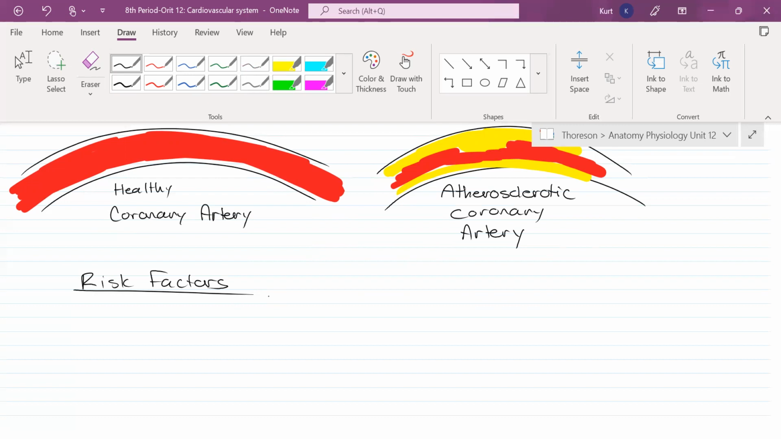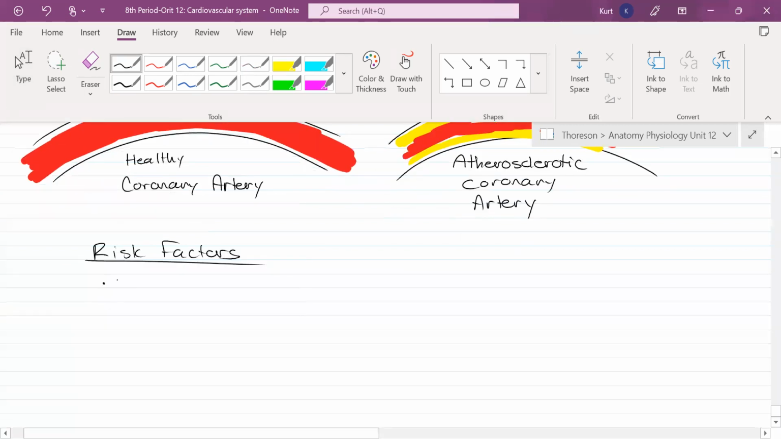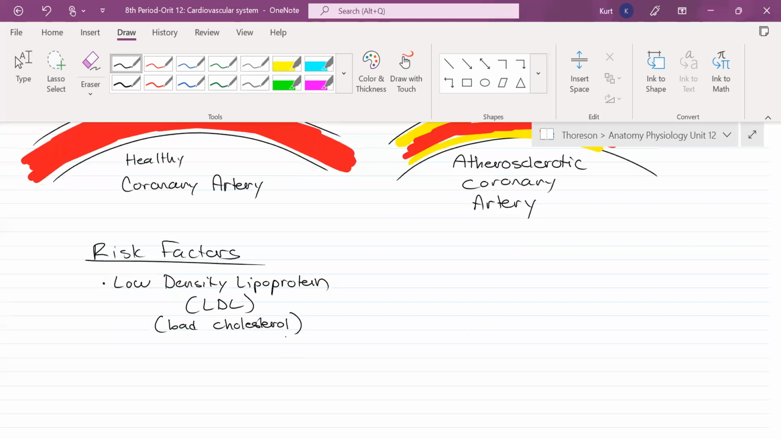So moderation. Here are the risk factors. Low density lipoprotein, abbreviated LDL. This is bad cholesterol. There's good cholesterol and there's bad cholesterol. Have you ever heard that avocados have good fat? That's true. That's HDL, high density lipoprotein. HDL actually clears your blood vessels out of the bad stuff. It's like a drain cleaner almost.